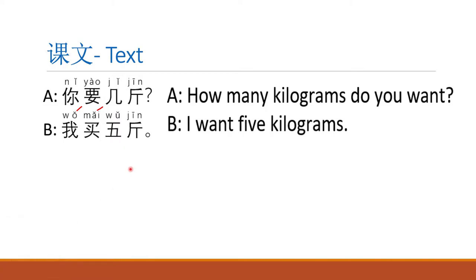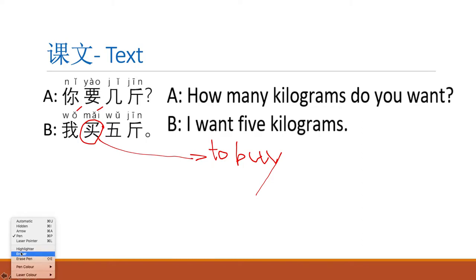And what does this mean? I want 5 kilograms. I want to buy 5 kilograms. Okay, let me write it here. I do not write here. 我买, okay, which means buy. I want to buy. Okay, I want to buy 5 kilograms. That's good. And now let's see the next one.